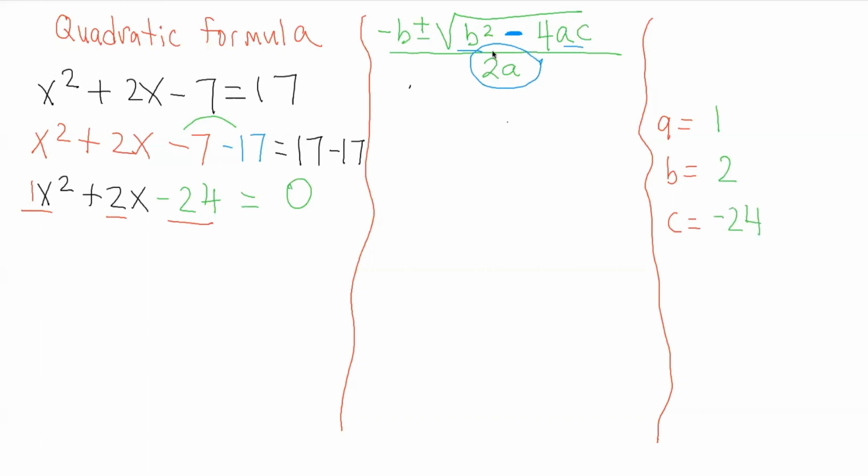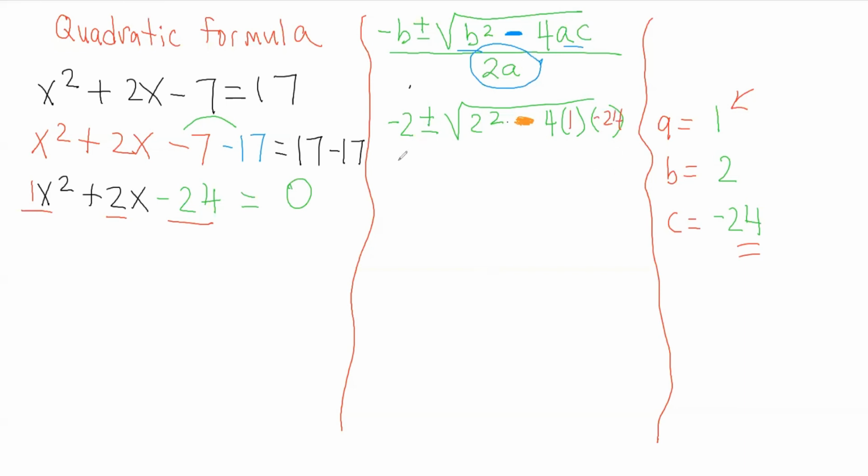Then we're going to rewrite the formula here. The formula says negative b plus or minus the square root. We know that b is 2, so I'm going to put negative 2 plus or minus the square root. Once again, b is 2, so we put 2 squared, and I always put this in a different color to show these are two different entities, minus 4 times a times c. We know that a is 1, so we put a 1 there. We know that c is negative 24, so we put a negative 24 there.